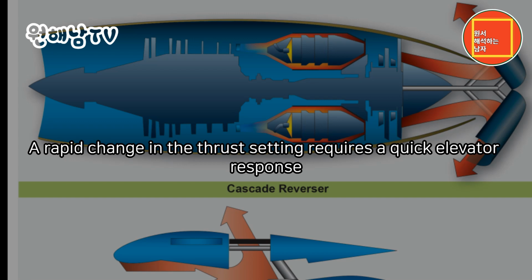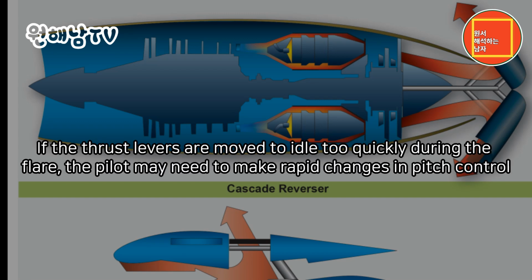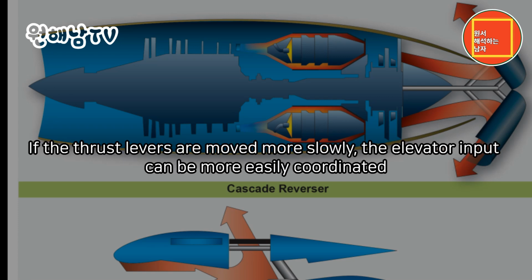A rapid change in the thrust setting requires a quick elevator response. If the thrust levers are moved to idle too quickly during the flare, the pilot may need to make rapid changes in pitch control. If the thrust levers are moved more slowly, the elevator input can be more easily coordinated.